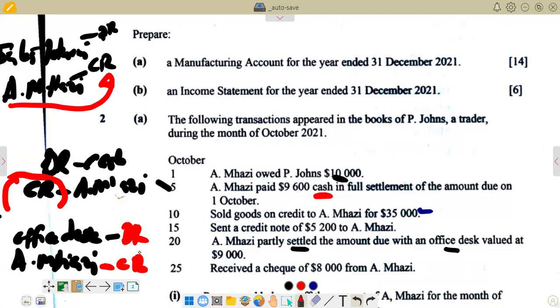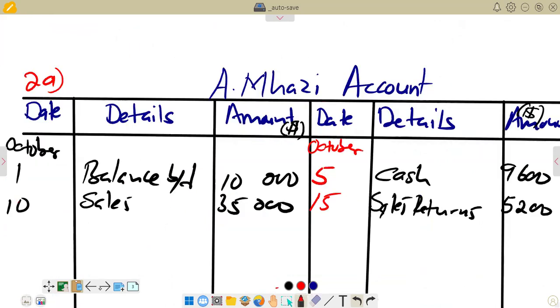Remember, we are receiving. We know the general concept of a double entry that we debit the receiver. So we are receiving office desk, so we're supposed to debit our office desk account. So AIMAS, you go to the credit side, and then we enter on the details part office desk, and then we enter our amount of 9,000. The date that we have there is 20.